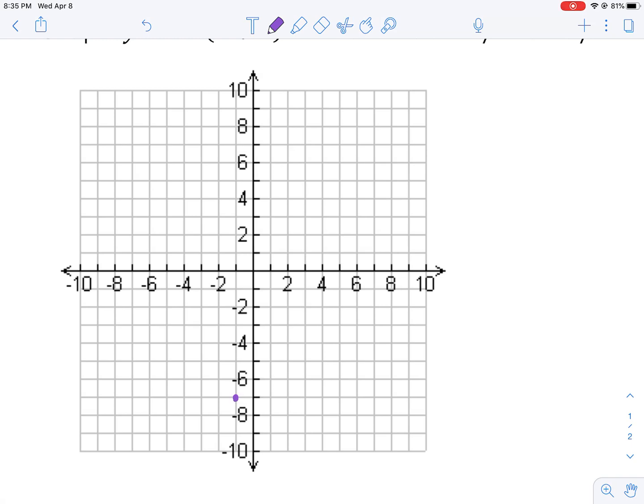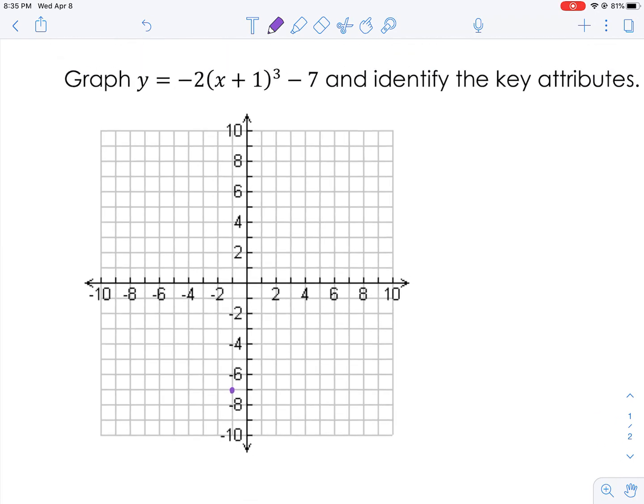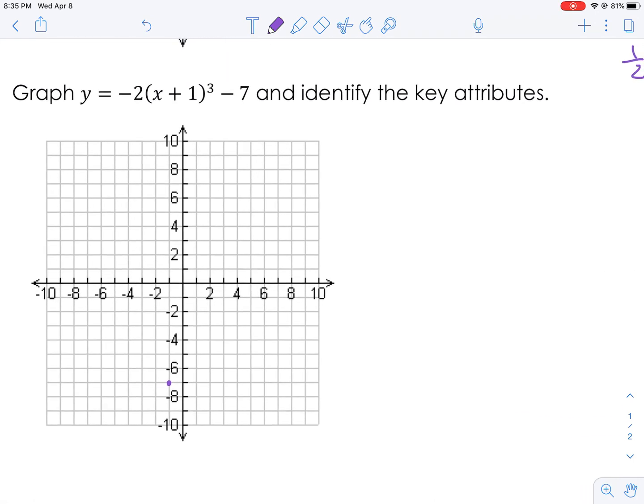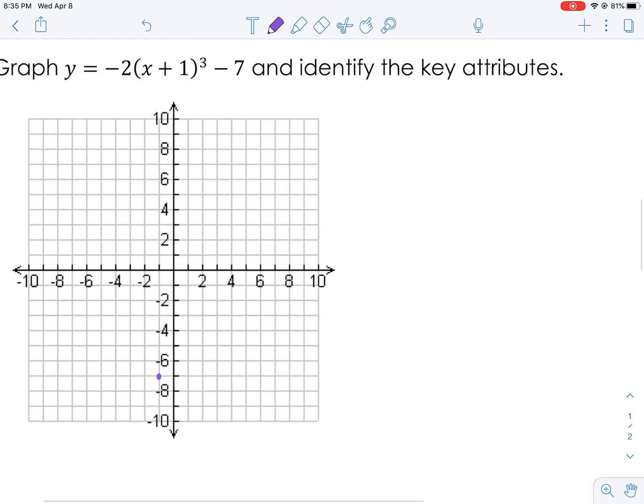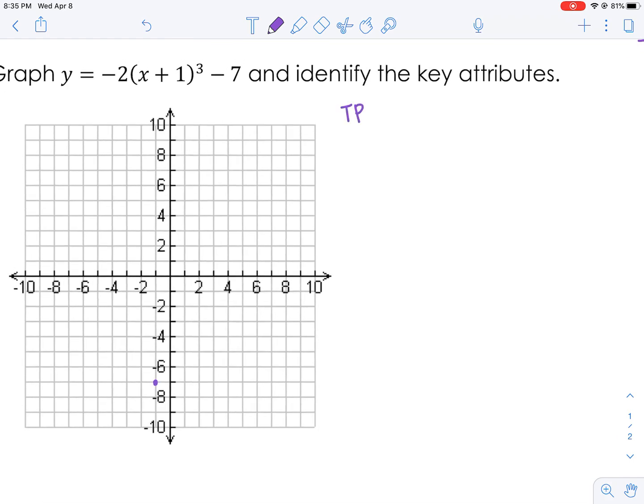Left 1, down 7. And if you feel like I'm going too fast, feel free to pause the video or just kind of go back and rewatch it. There's also a lot of other great videos on this on YouTube. You just need to search graphing cubic functions and a lot of them will pop up. Maybe mine will pop up. I don't know. So left 1, down 7 is your turning point.